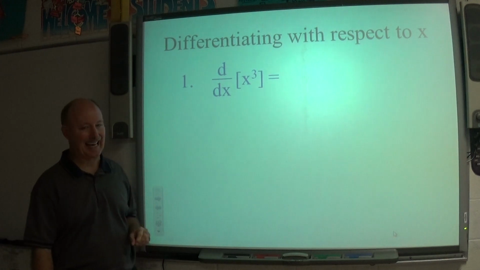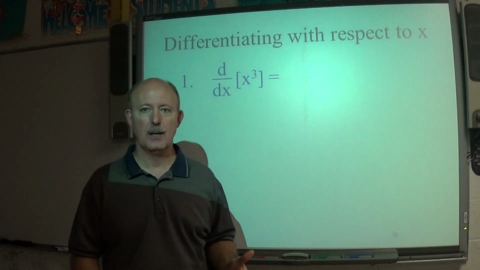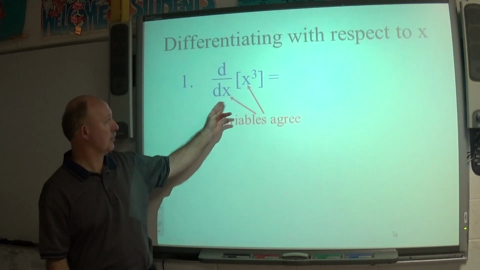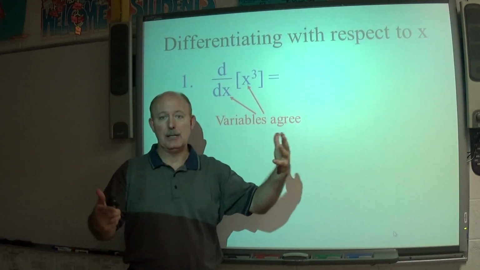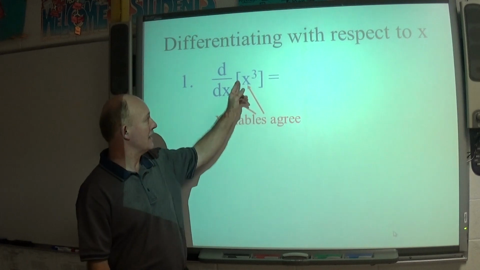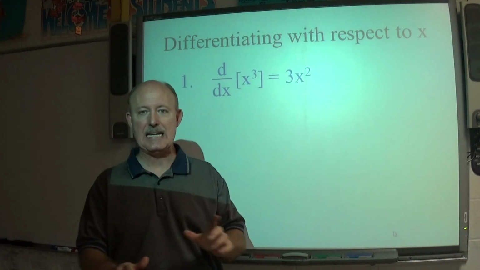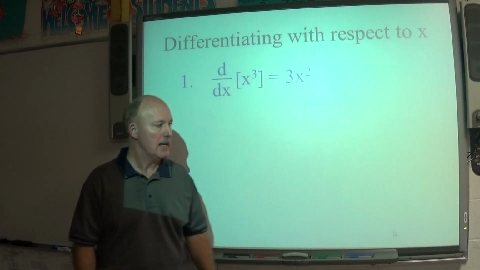Differentiating with respect to x. Let's try x cubed first. So the derivative of x cubed. All right, now we know how to do this. Once again, the variables agree. We're using the power rule. You bring the 3 down front, it becomes a factor. Subtract 1 from your exponent, it's 3x squared. Easy.